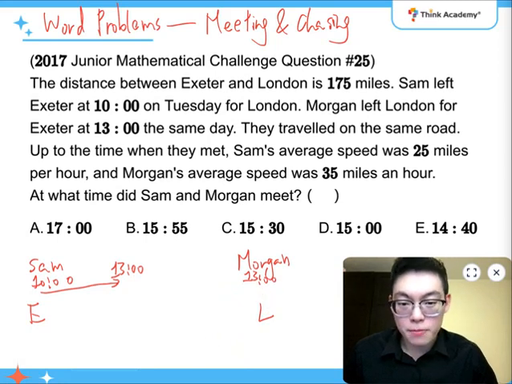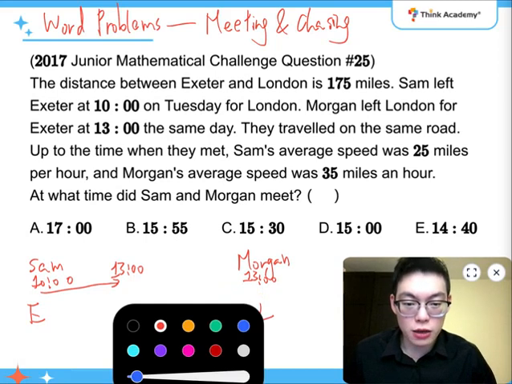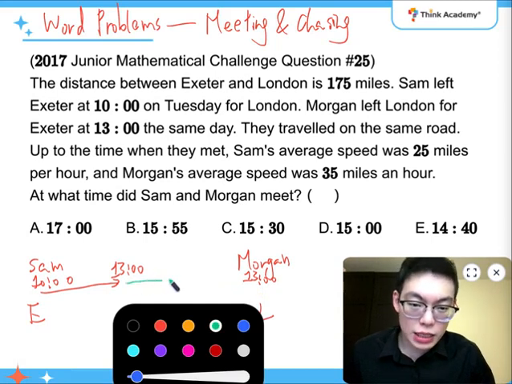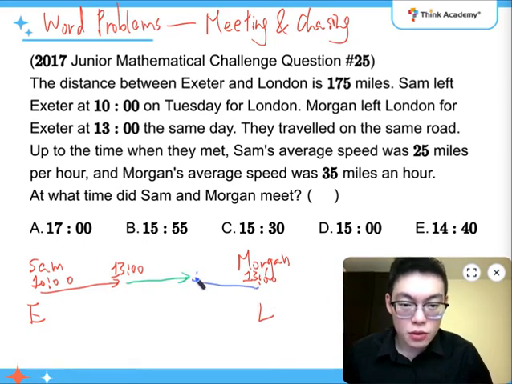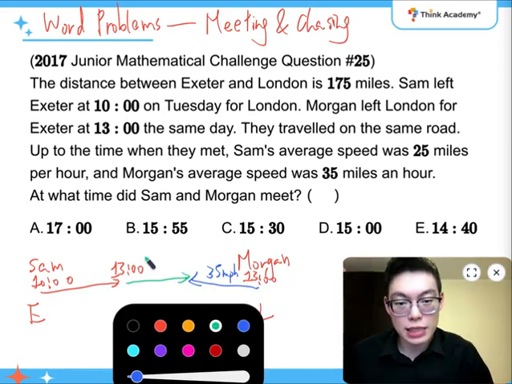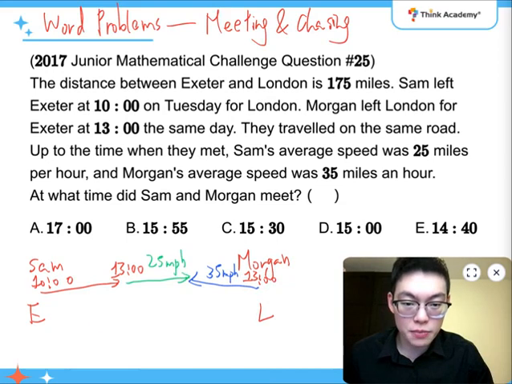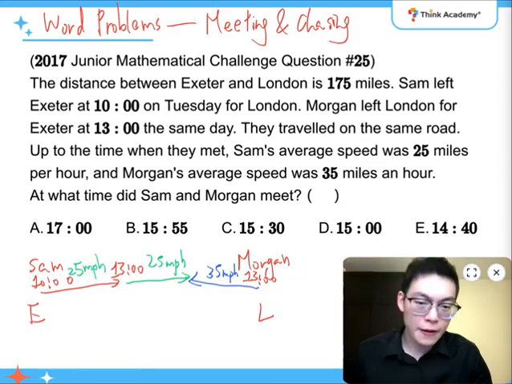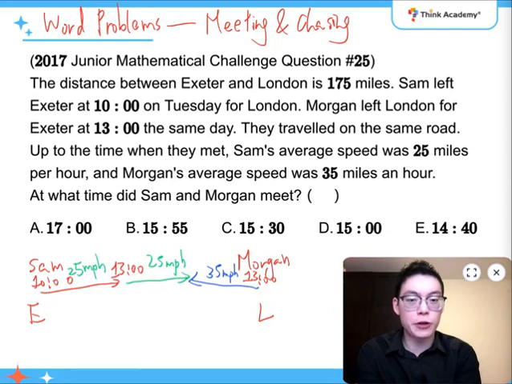So at the time, starting from 13 o'clock, Sam is moving at a constant speed there. Morgan is moving at another constant speed there. That is 35 miles per hour. And Sam is at 25 miles per hour. And for the first section, because we know that for the total time, Sam is traveling an average of 25 miles per hour, right? So we can safely assume that for each section, it is 25 miles per hour on average. And it won't change.